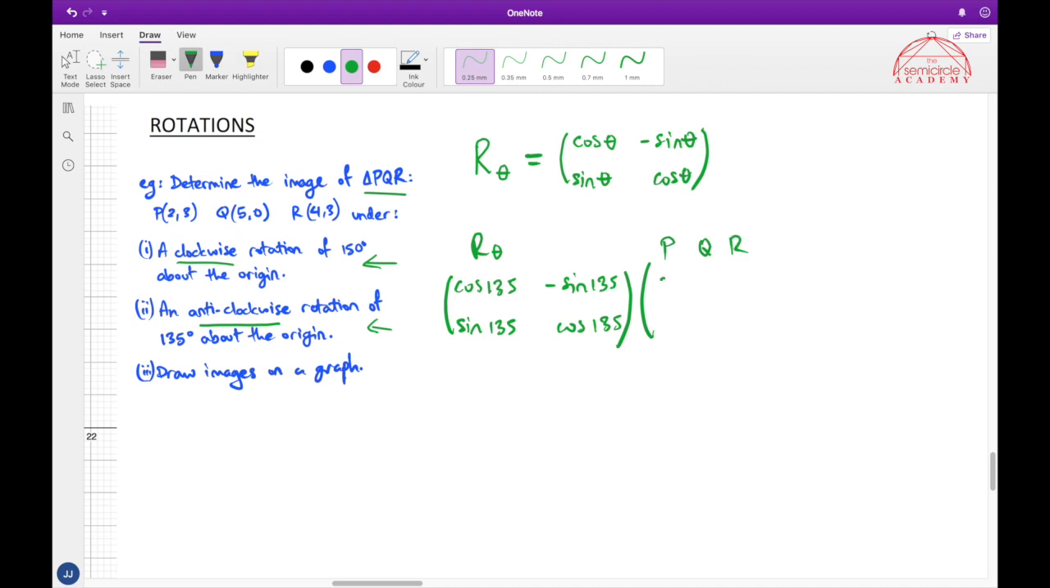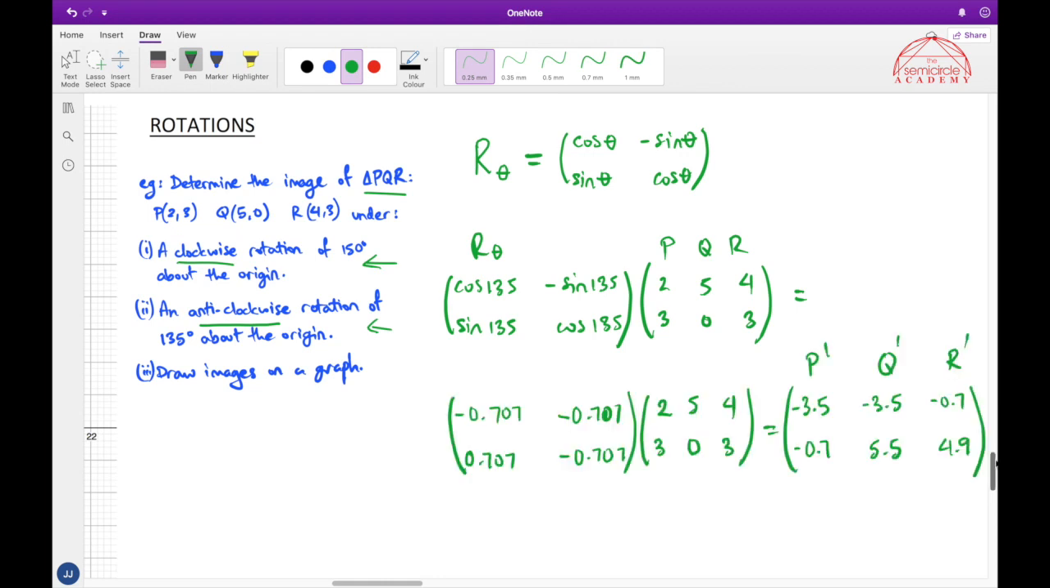We are going to multiply that by our object P, Q, R, and the object is (2, 3, 5, 0, 4, 3). Let's see what we get. Pause the video and see if you can do this multiplication. Remember, the first thing is you need to find the cos and sine of 135 and simplify this rotation matrix, and then do the multiplication. So pause the video and try that out.